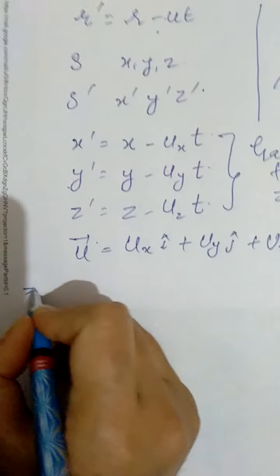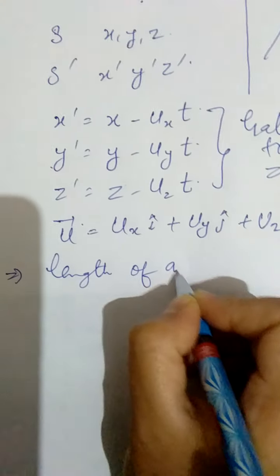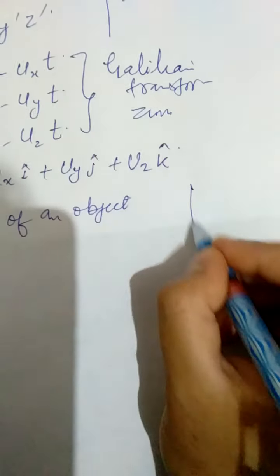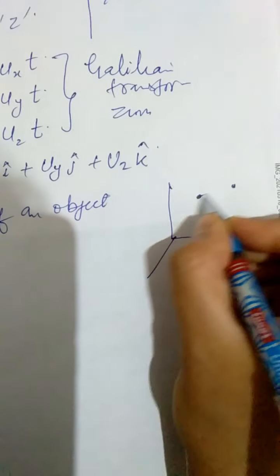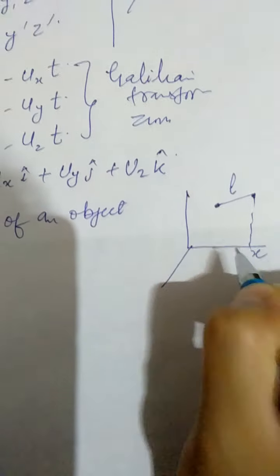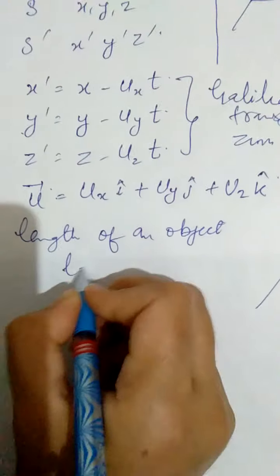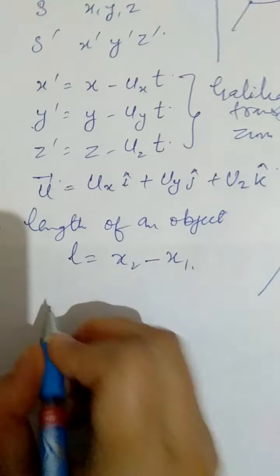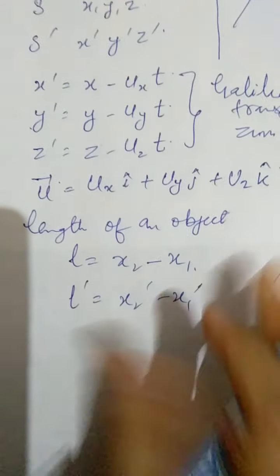Now let us see what happens to, for example, the length of an object. Suppose we have an object whose length is this much, and how do we find this length? Essentially by subtracting the coordinates of the endpoints. So length is x2 minus x1. Therefore the length in the moving frame will be L dash is x2 dash minus x1 dash, right?